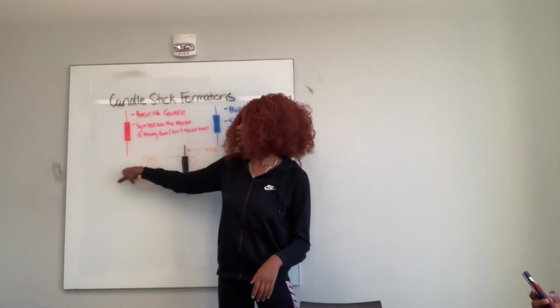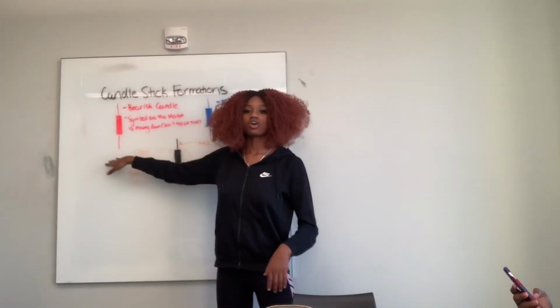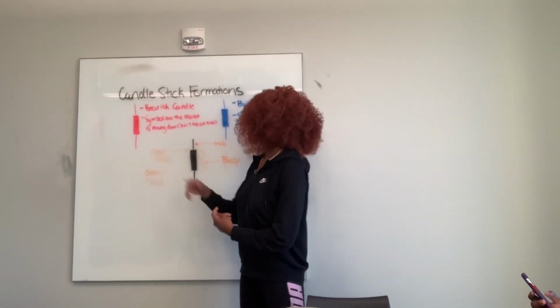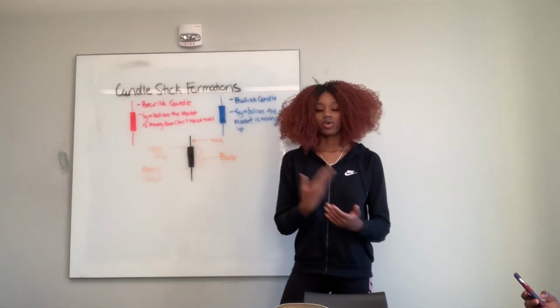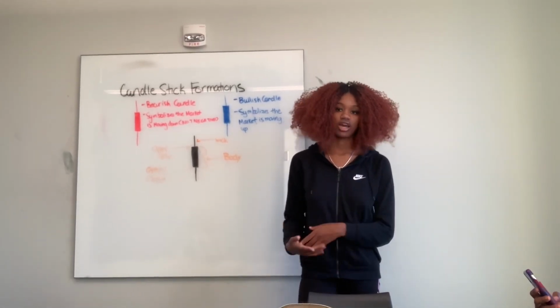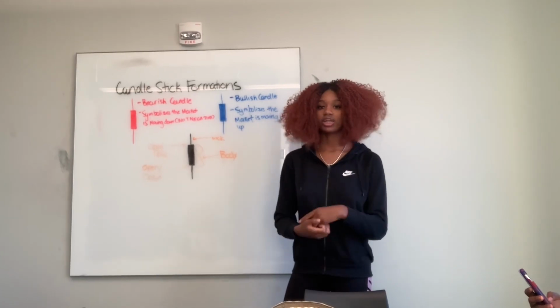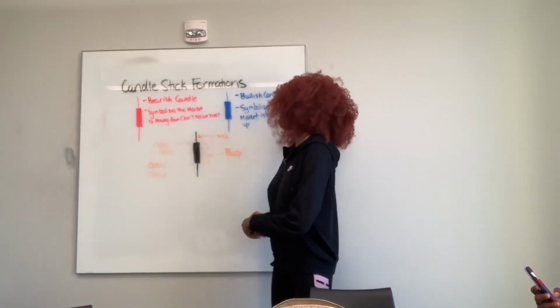The first candle that we're gonna go over is the red candle. So red, nine times out of ten, stands for the bearish candle. It symbolizes the market moving down. So red, bearish, down. Red, bearish, down. When you see a red candle, that means that the market is moving in a downwards motion, right?